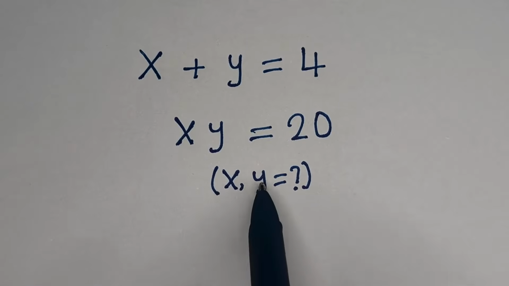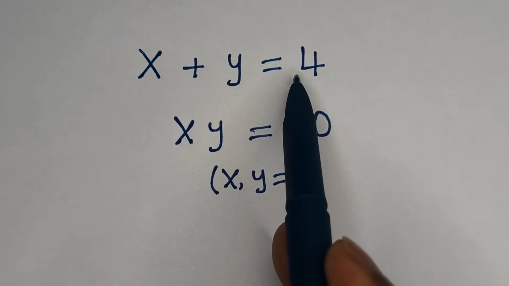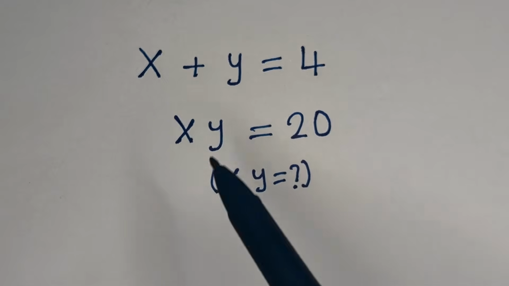Hello, how to solve for s and y in this equation? s plus y is equal to 4, sy is equal to 20. Solution.